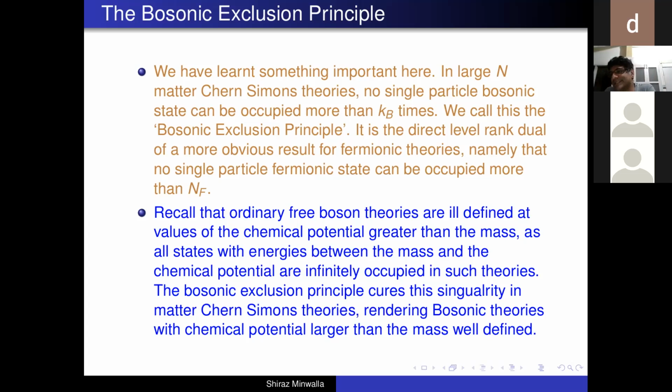This fact has a very dramatic consequence. Remember that if you've got a free bosonic theory and you put the chemical potential above the mass, that theory is ill-defined, because single particle energy states with energies less than the chemical potential become infinitely occupied. Now the bosonic exclusion principle saves you from this catastrophe. The theory is well defined at all values of the chemical potential, and what you get is some sort of regulated Bose condensate. In fact, under Bose-Fermi duality, this regulated Bose condensate is dual to the Fermi sea.